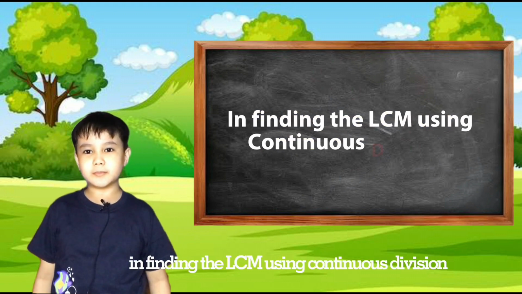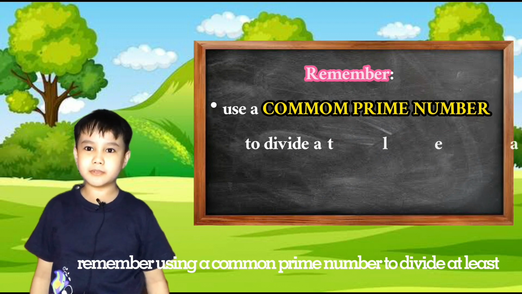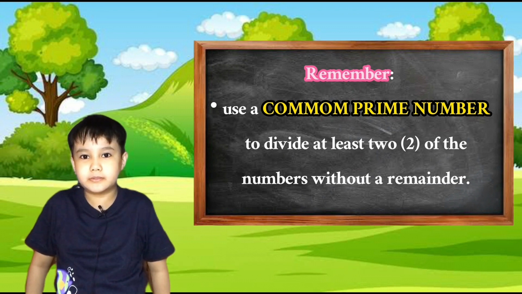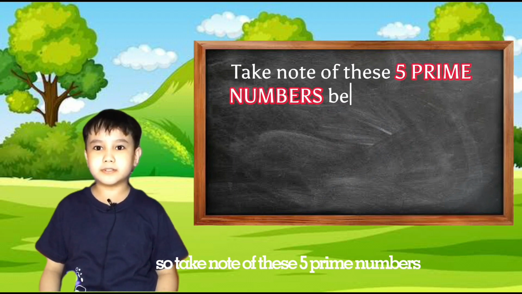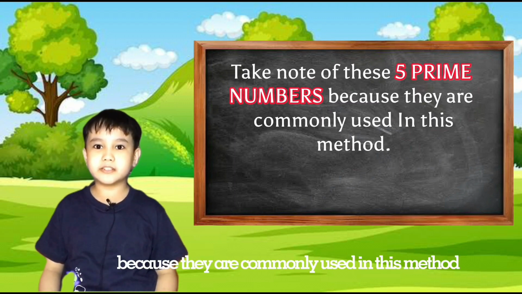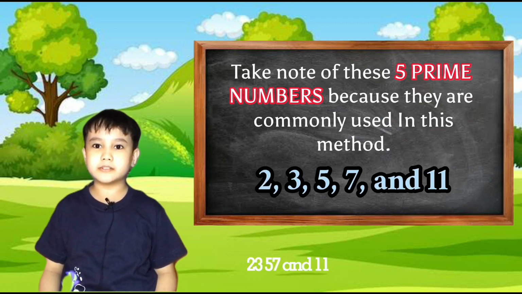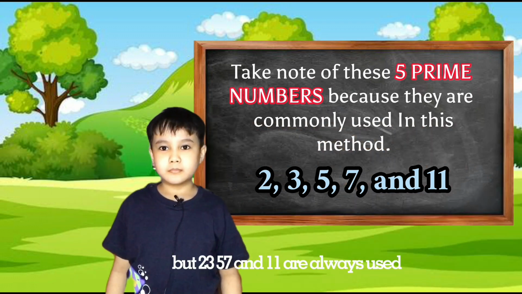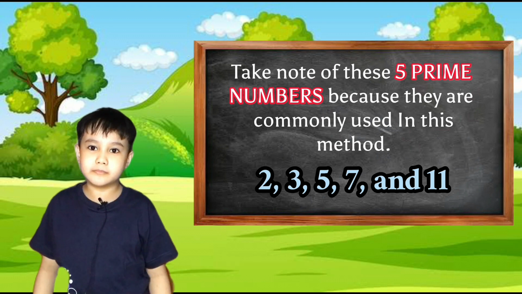In finding the LCM using continuous division, remember, use a common prime number to divide at least two of the numbers without a remainder. And since we will be using prime numbers, take note of these 5 prime numbers because they are commonly used in this method: 2, 3, 5, 7, and 11. We can still use the other prime numbers, but 2, 3, 5, 7, and 11 are always used, so better to remember them.